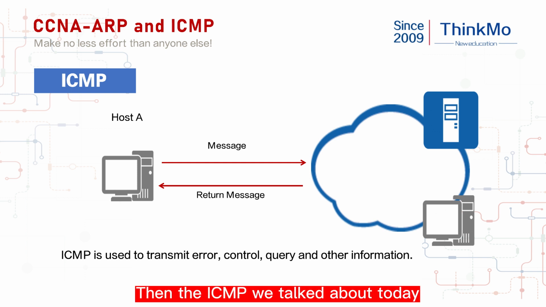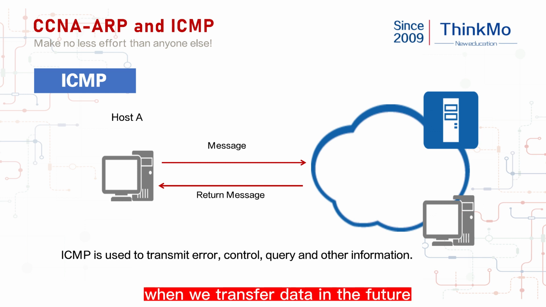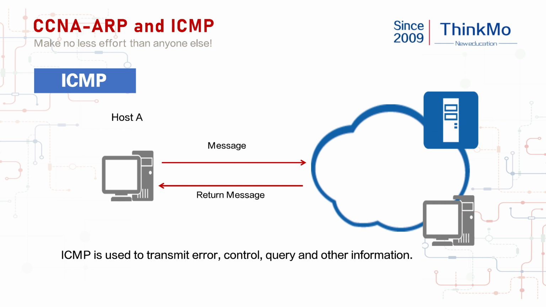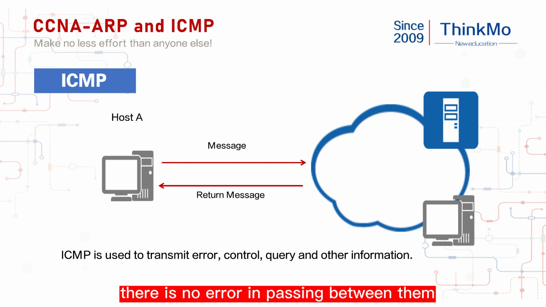Then the ICMP we talked about today, what exactly does it do? When we transfer data in the future, the first thing to know is that for ICMP messages, the transmission of data pays attention to the back and forth of data. Let me explain what this means. The host sends a message to the peer, and the peer needs to reply with a message. Data goes back and forth. This represents that the two hosts are connected, and there is no error in passing between them.